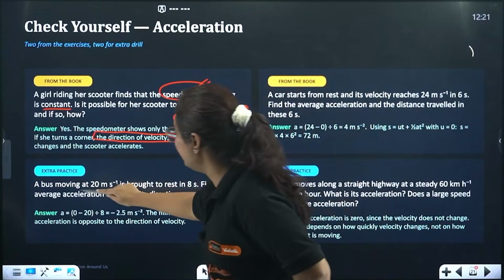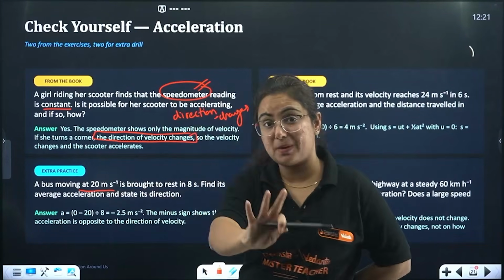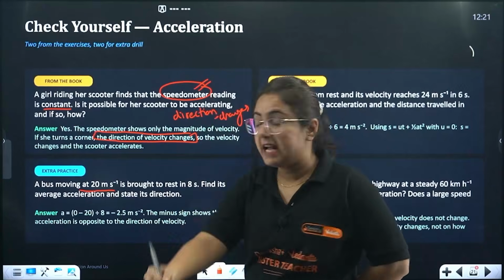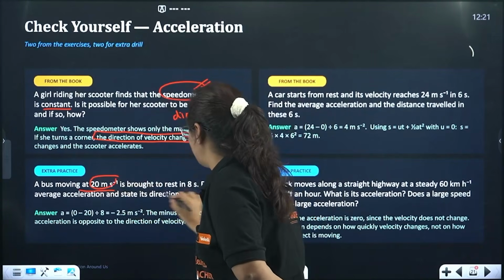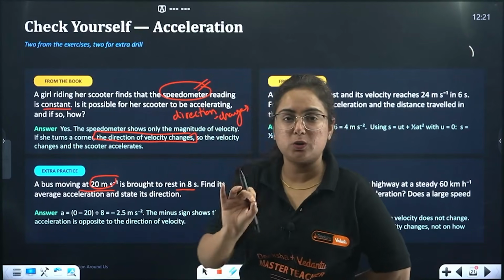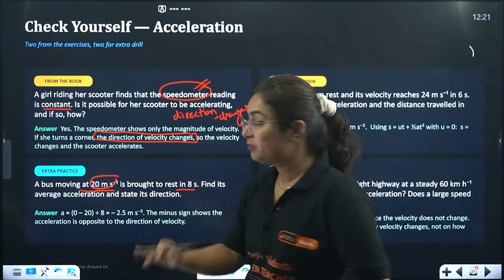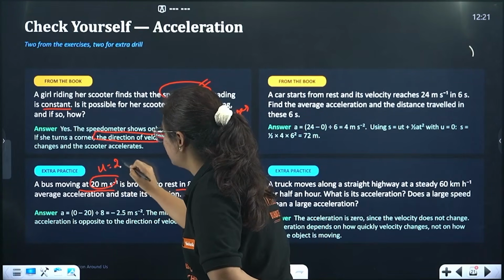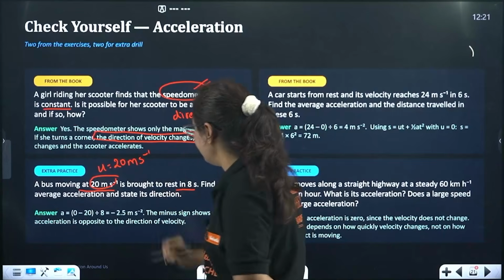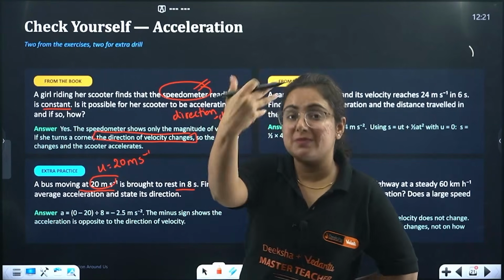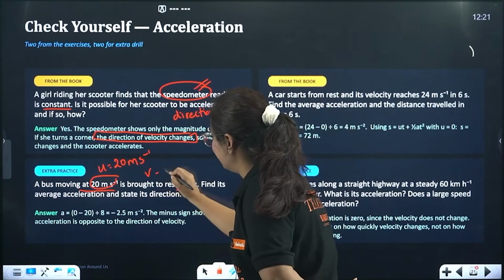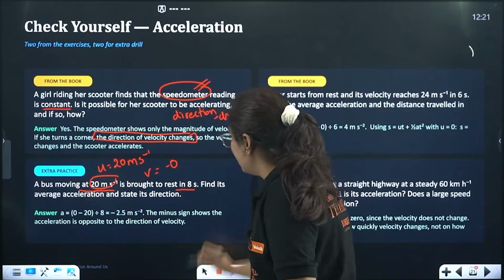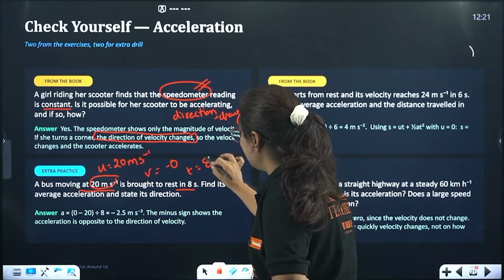A bus moving at 20 meter per second is brought to rest in 8 seconds. Brought to rest, matlab brake laga diya. Okay, applied the brake. So here the initial velocity becomes 20 meter per second. When the object comes to rest, the final velocity becomes 0. And the time here becomes 8 seconds.